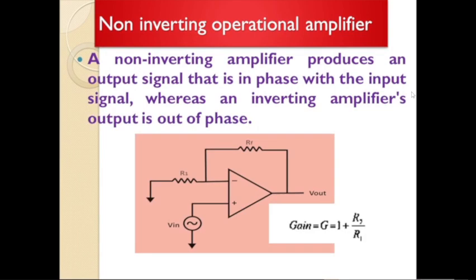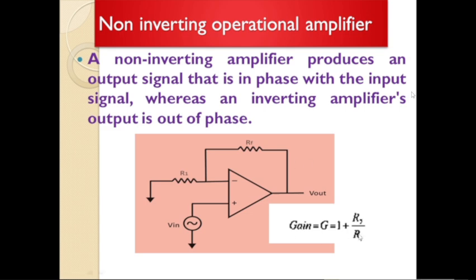So next comes the non-inverting operational amplifier. The non-inverting operational amplifier produces an output signal that is in phase with the input signal. Whatever input we provide, like a sine wave, the output is going to be a sine wave. In case of the inverting amplifier, if we provide a sine wave input, the output is going to be a square wave. So whatever input we provide here, the same output we are going to get.